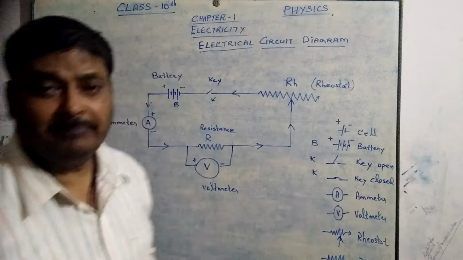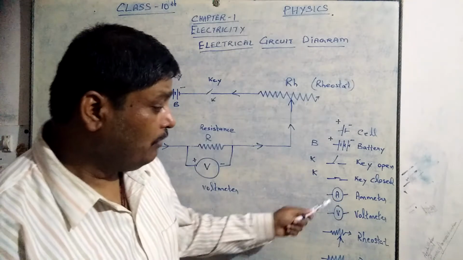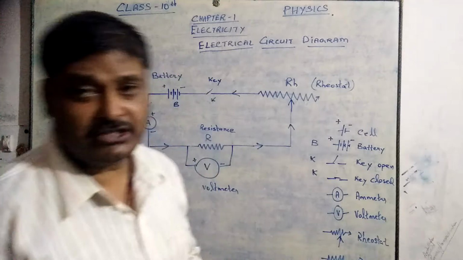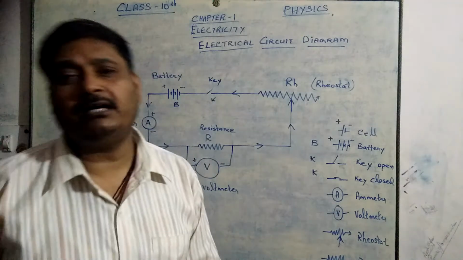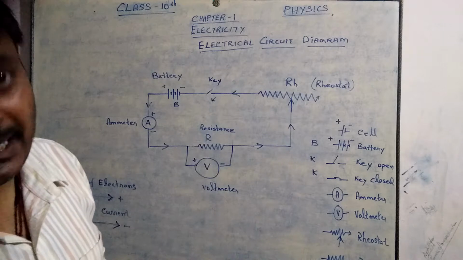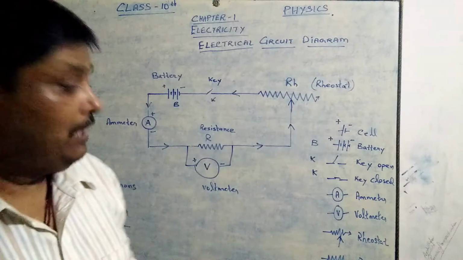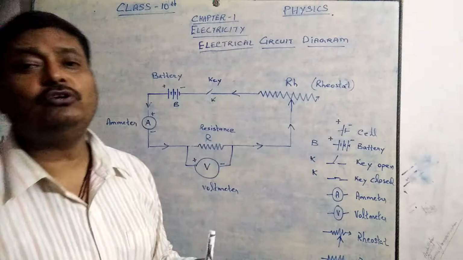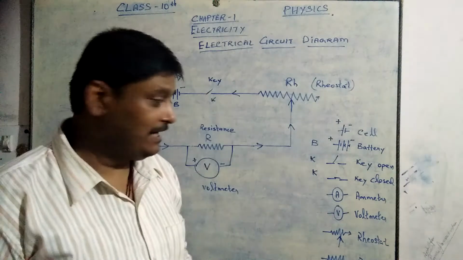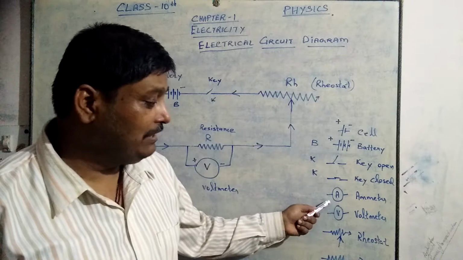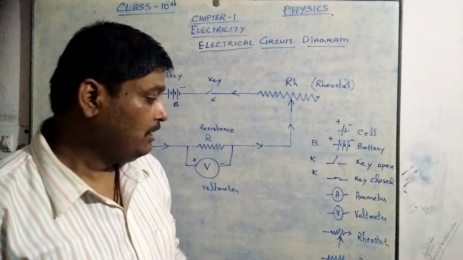Next comes the ammeter. The ammeter is shown by the capital A sign. A denotes ammeter. The function of the ammeter is to measure the amount of electric current passing through the circuit. In a circle we just write A itself.